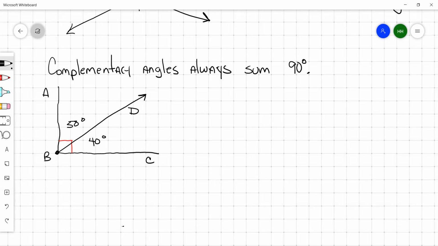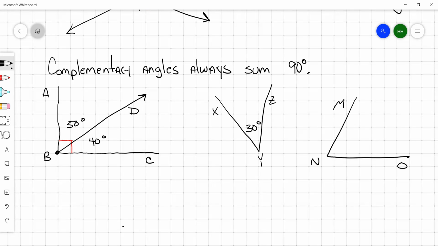Complementary angles don't have to be next to each other. They don't have to be adjacent. If you had an angle over here that measured 30 degrees, and this was angle XYZ, and then another angle right here, angle MNO, and it measured 60 degrees, those two angles are complementary as well. All right, the sum of the angles is 90 degrees.